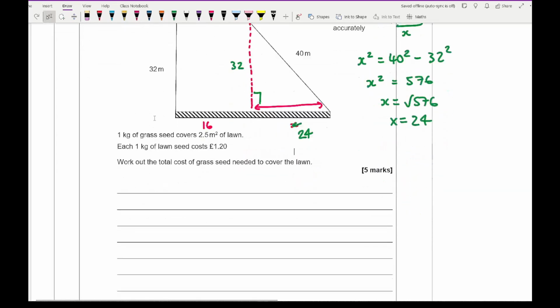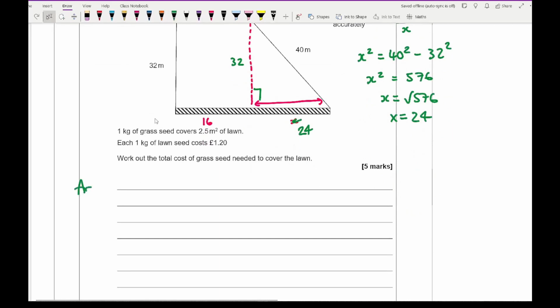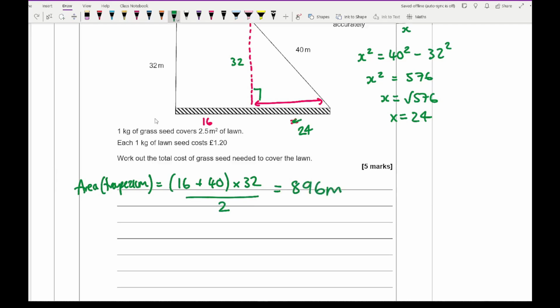So what I then need to do is work out the area of the trapezium. So that's going to be the 2 parallel sides, which is 16 plus 24, which is 40. I then multiply that by the height, which is 32, and divide that by 2. And that gives me an answer of 896 meters squared.